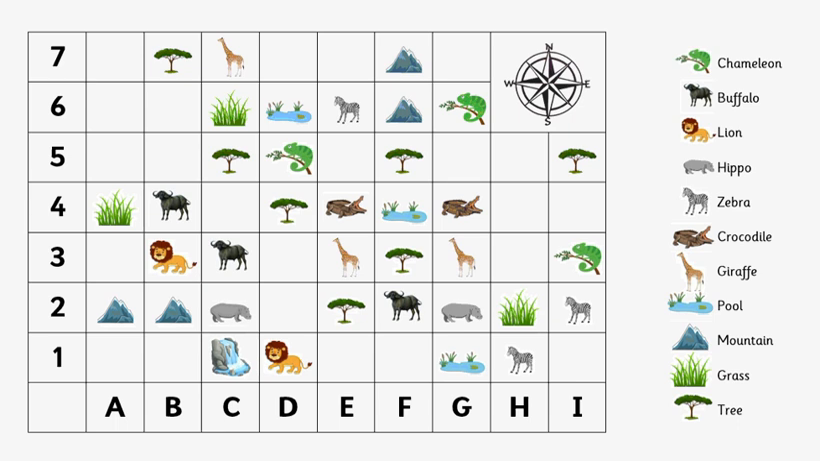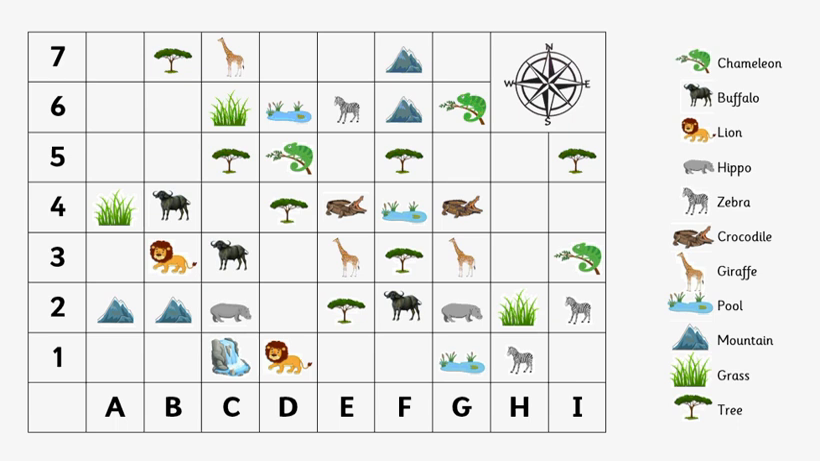Number 7, start in box H3, face north, and go 3/4 of a turn anti-clockwise. Go forward 1 space. What animal have you landed on?